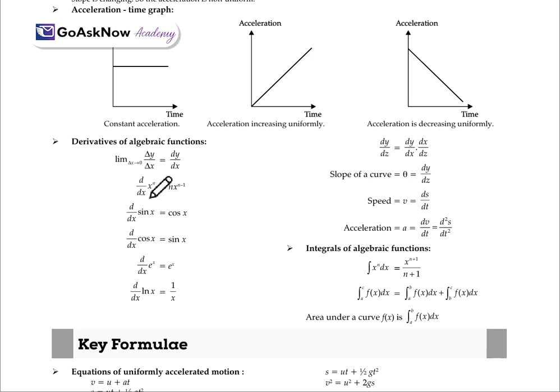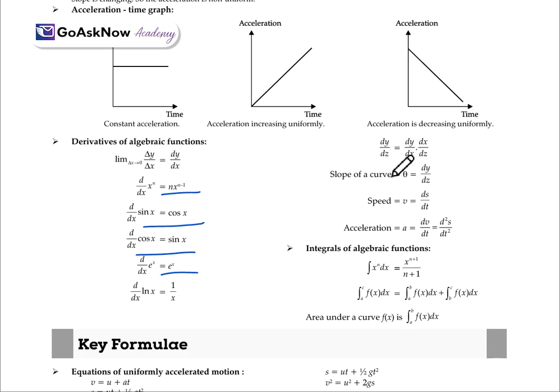And d by dx of x^n, we know the differentiation of this particular term is n x raised to the power n minus 1. So, d by dx of sin x will be equal to cos x. This is also the differentiation we know. This is a very common formula we know. Then also differentiation of cos x will be equal to minus sin x. Then d by dx of x is equal to 1. This is also we know. These all are the basic formulas. Then d by dx of log x is equal to 1 by x.